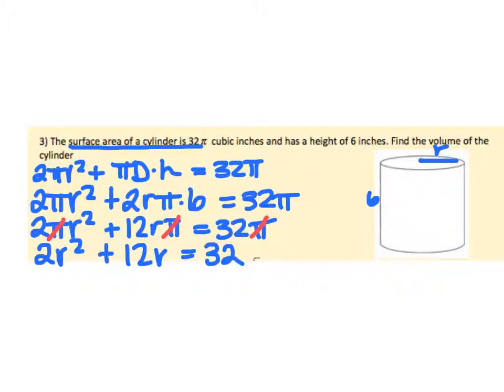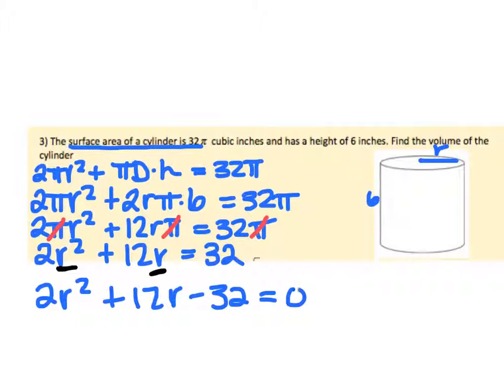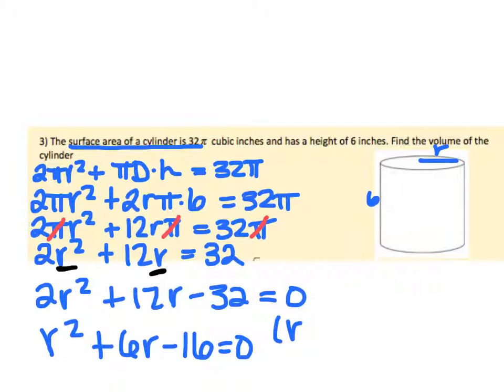And here's what I told you will always come back to you. You've got an r squared and an r. You have to factor this. There is no other way to solve this. So you want to get everything to one side, keeping the squared term positive. I can divide everything by 2 to make this simpler. And now my factors are going to be r plus 8 and r minus 2.